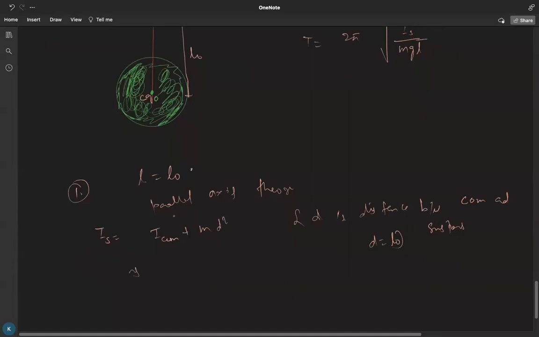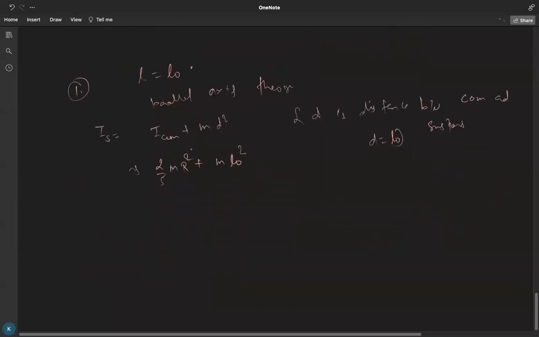Now, what is the formula for the moment of inertia about its center? In case of a solid sphere, it will be 2 by 5 mr square, and then plus m, and here d is L naught, so it will be L naught square. So this is the I about suspension point.